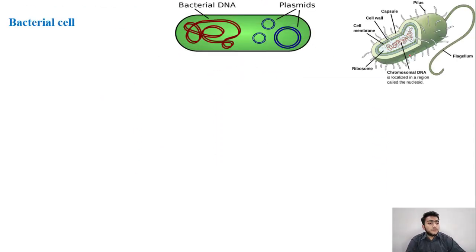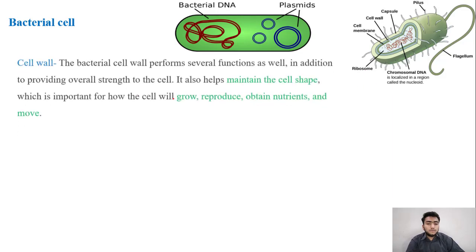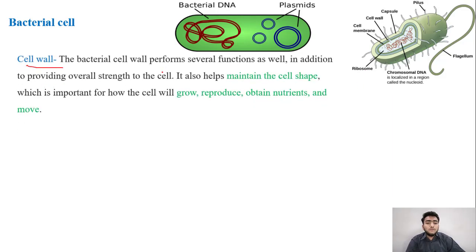Again, this is a diagram that shows the structure of a bacterial cell. It has a cell wall, which is responsible for imparting overall strength to the cell, and it also helps to maintain the cell shape, which is important for how the cell will grow, reproduce, obtain nutrients and move. Remember that bacteria are virtually everywhere. They are in extreme and harsh environments as well. They are able to swim, as I told you, by the presence of the flagellum.